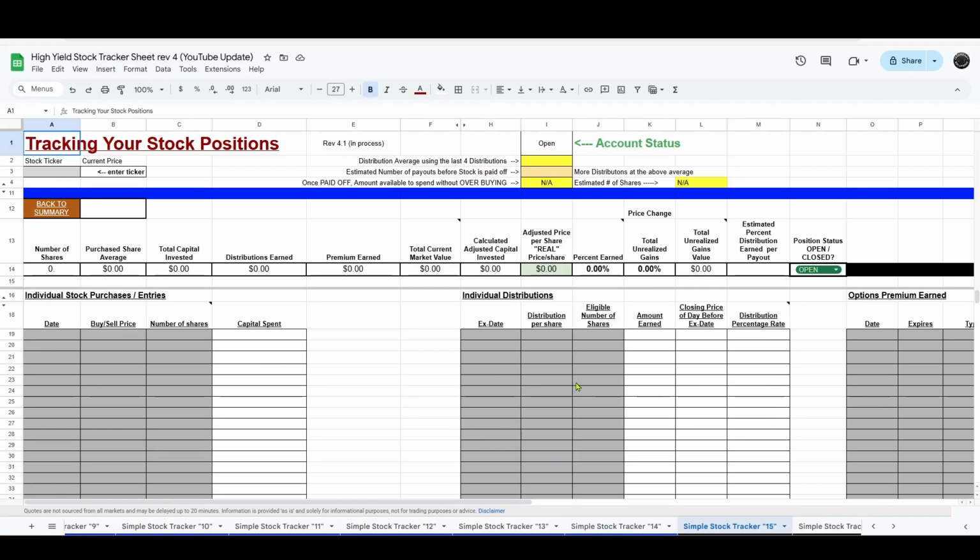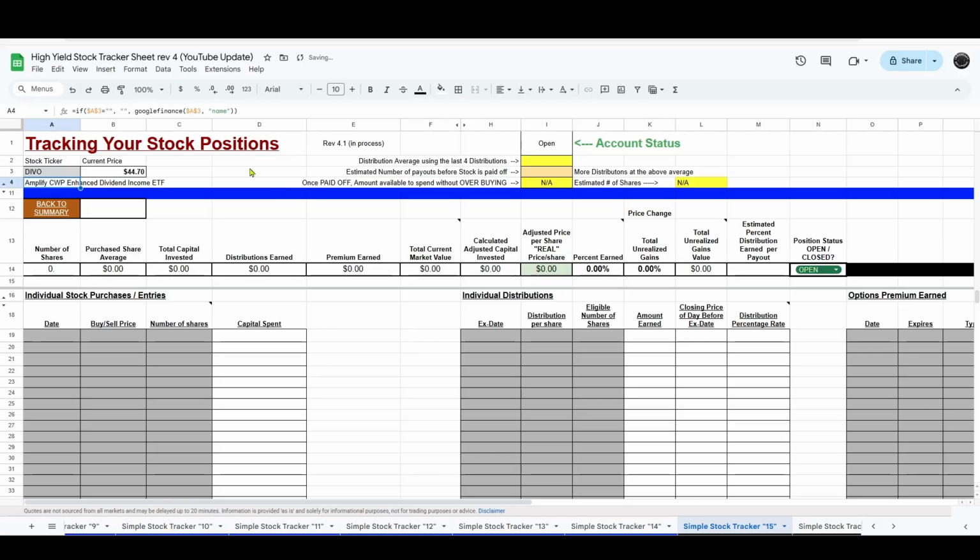And that takes us to our new one. And my new one that I have is DIVO. And the stock ticker is DIVO. And as you can see, when I enter that in, it does give me the name of the stock or ETF along with the current price.